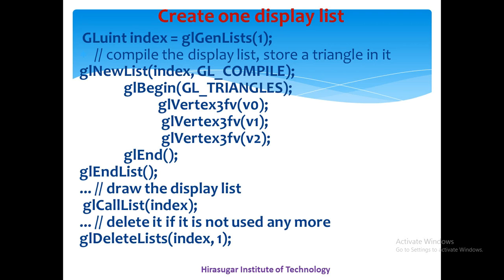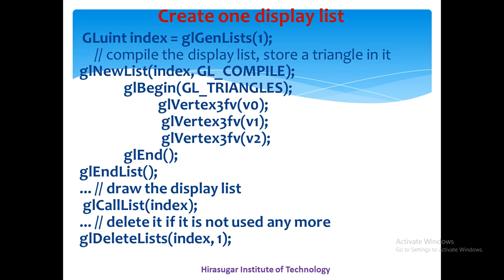Then in that you put your commands. One triangle you are creating, means GL three-vertex triangle. Then GL end, then GL end list. Means GL new list to GL end list makes one display list with the identifier 1. If you want to create one more, use an identifier other than 1, because you have already used 1 for this display list. Again, don't use duplicate numbers for display lists, right?